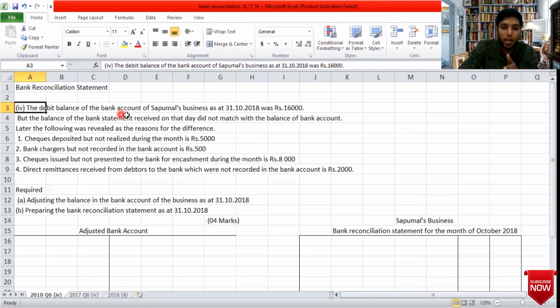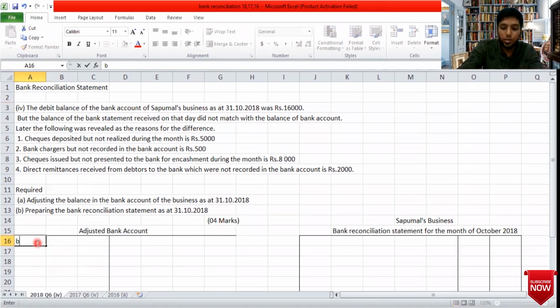The debit balance of the bank account of the business as at 31st October 2018 was 16,000. So I'm going to write brought forward here, or brought down, whatever you can use, BD, 16,000. To record 16,000, always remember to put a comma, as I always say in my practicing videos. You have checks. Later the following was revealed as the reasons for the difference.